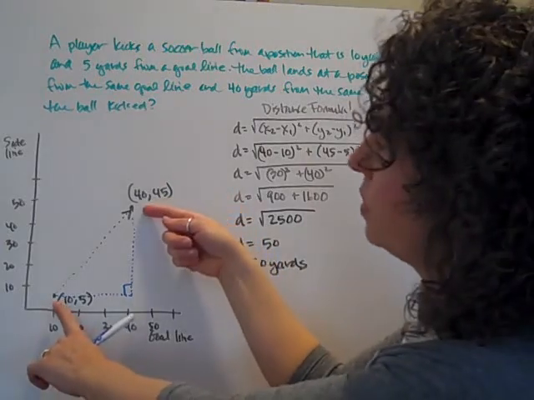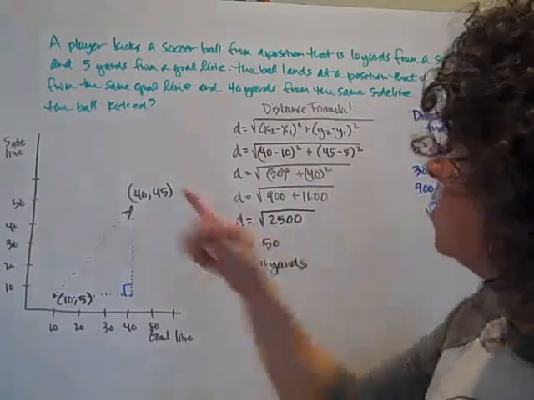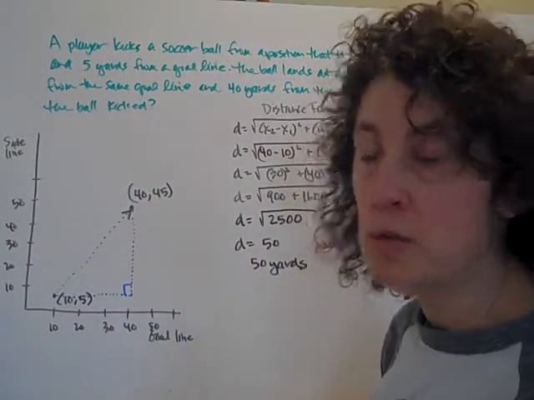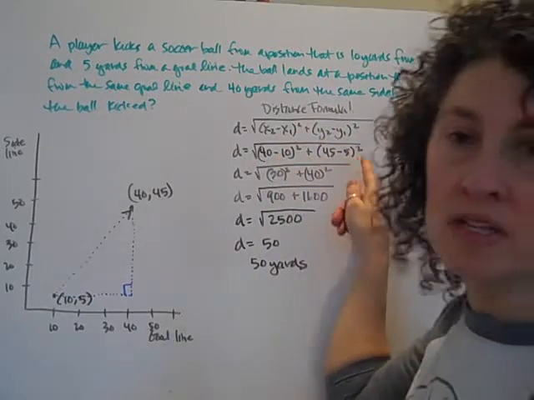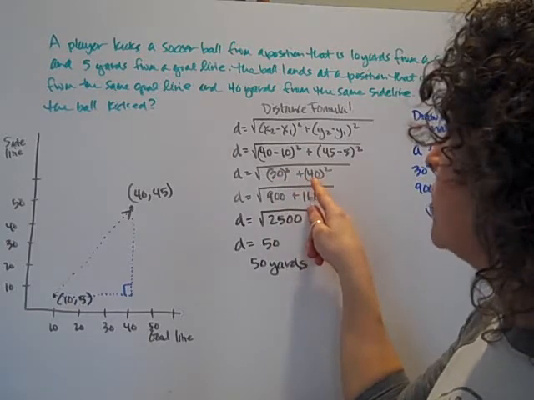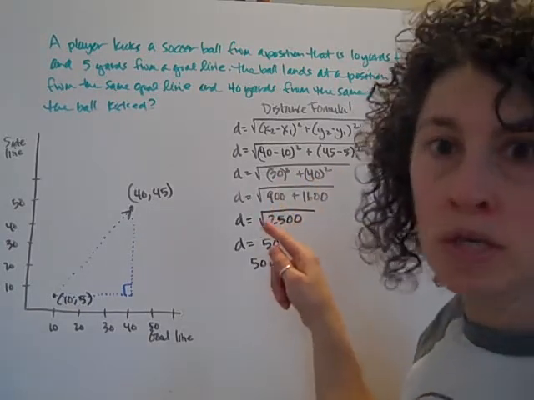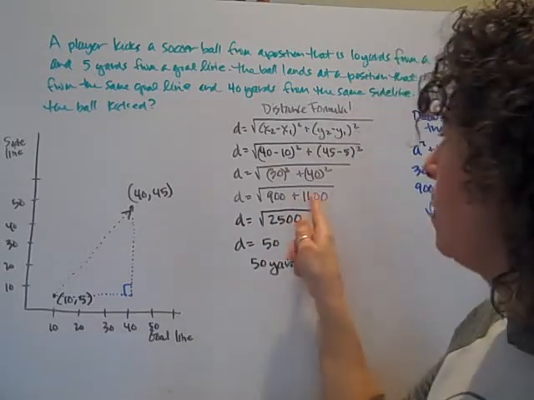We're going to use the distance formula first and just plug those 2 points in there. So again, you want to think about which one you're talking about as x1, y1, and which you're thinking about as x2, y2. Plug them in. I have 40 minus 10 squared plus 45 minus 5 squared. I get 30 squared plus 40 squared. 30 squared is 900. Remember, I'm always going to get a positive there when I square that. 40 squared is 1600.